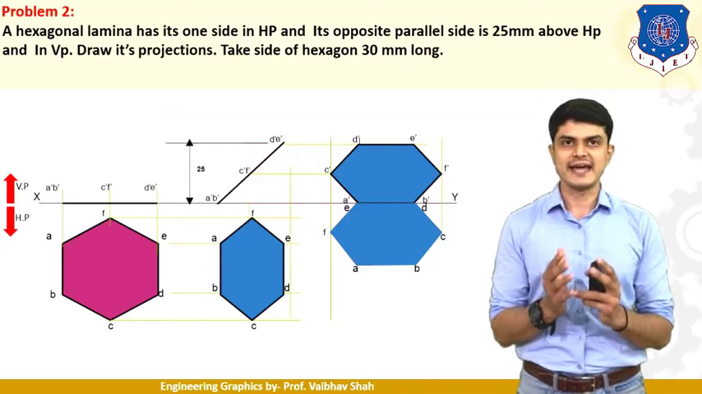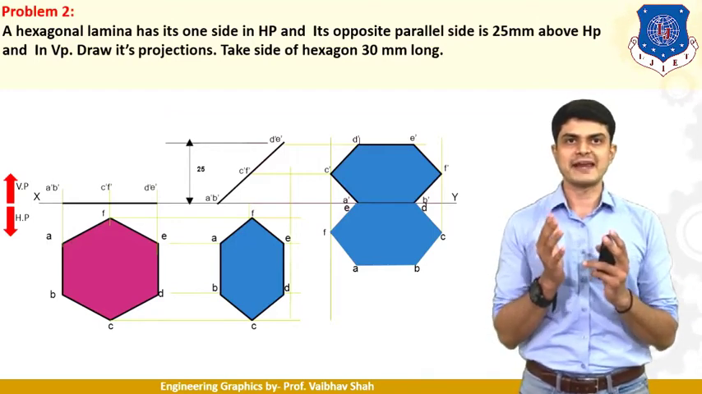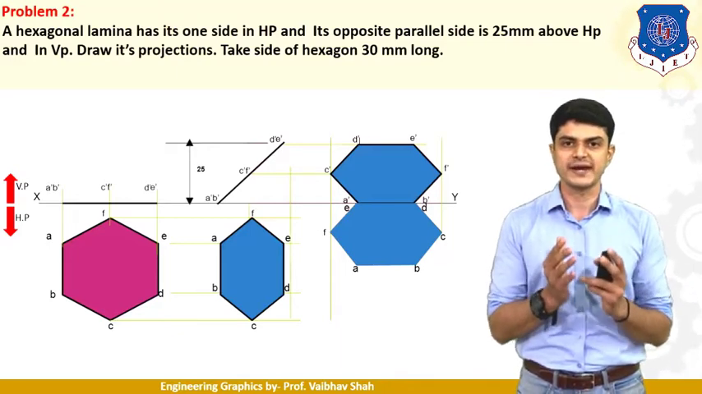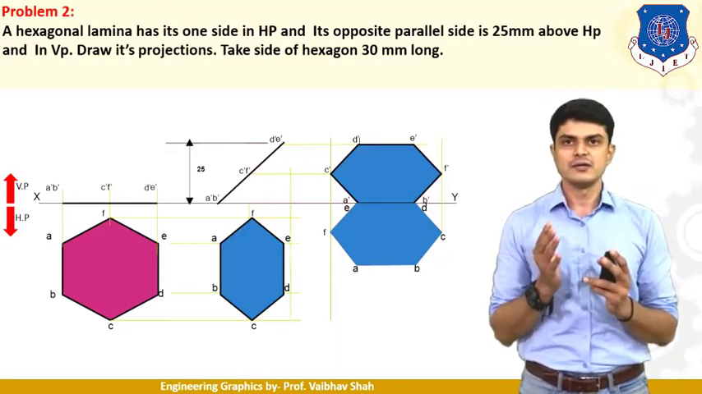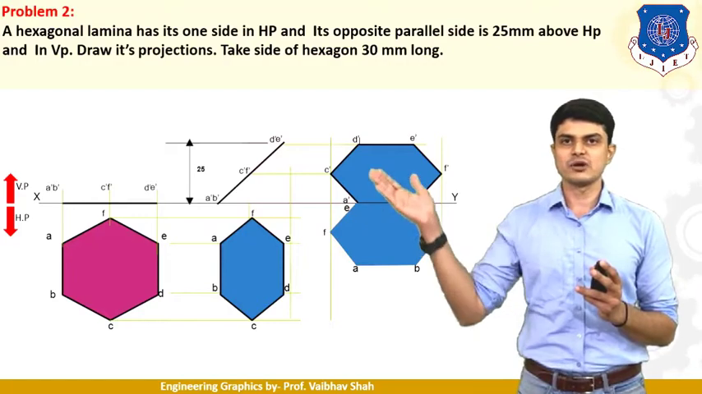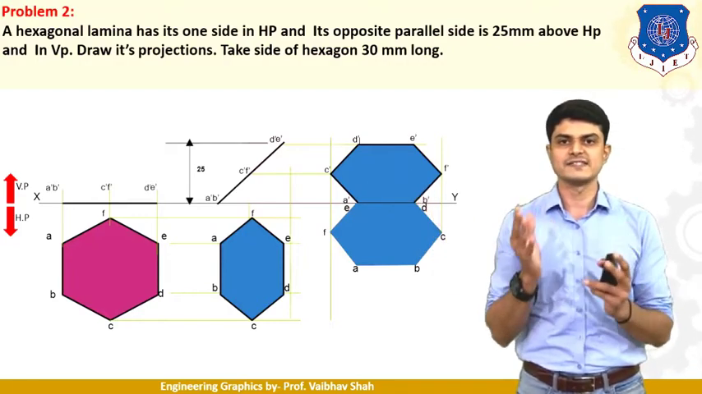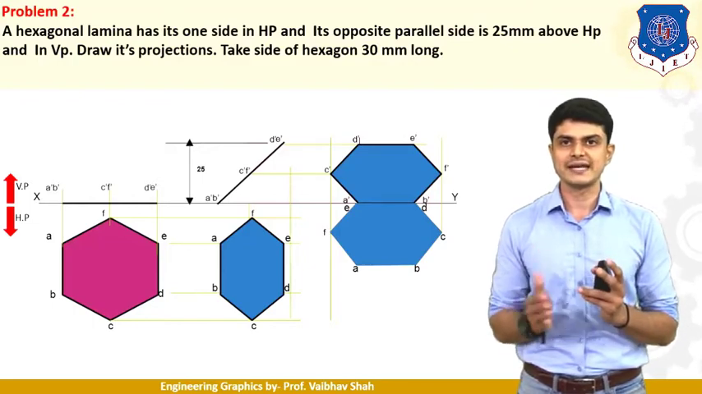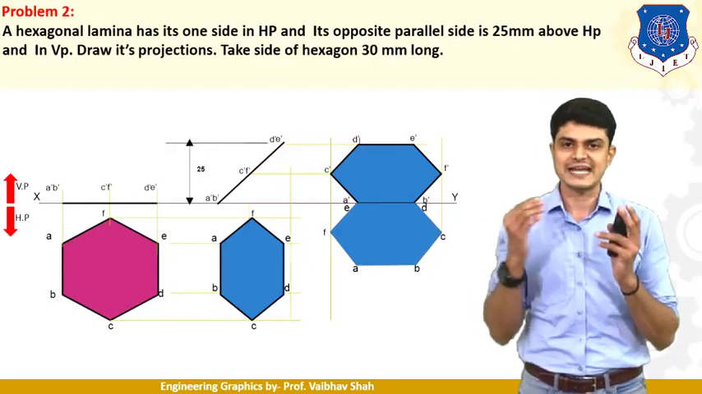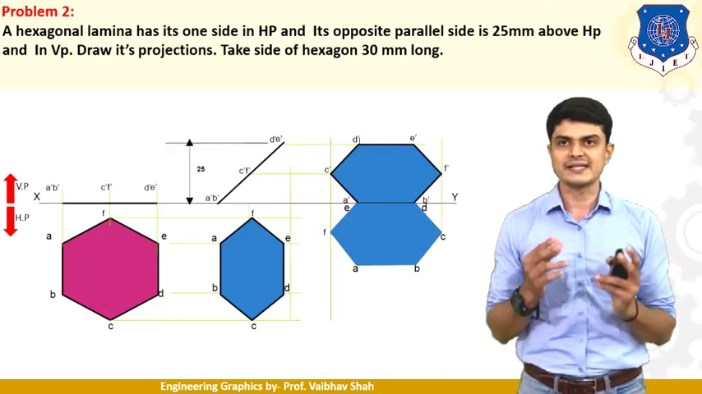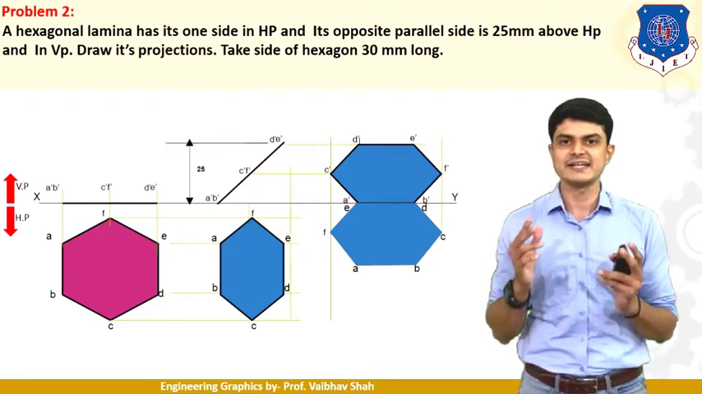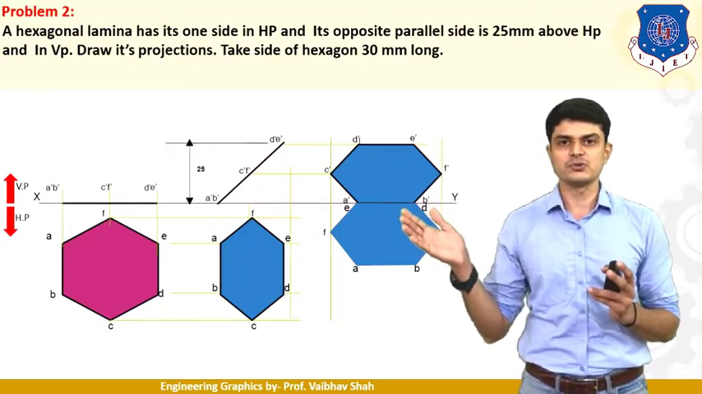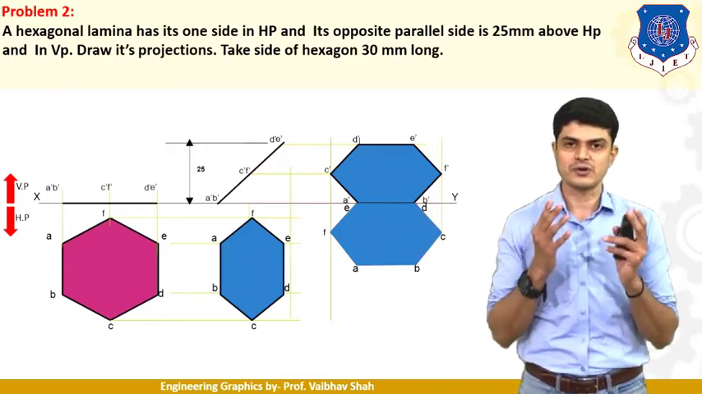So it is said that its opposite parallel side is 25 mm above HP. So we should take this condition into consideration. Let us draw one horizontal line at a distance of 25 mm above the XY line. Then we select A dash B dash point somewhere on this XY line, and take the dimensions of A dash B dash and D dash E dash from your first stage front view, and transfer them onto your rounder.